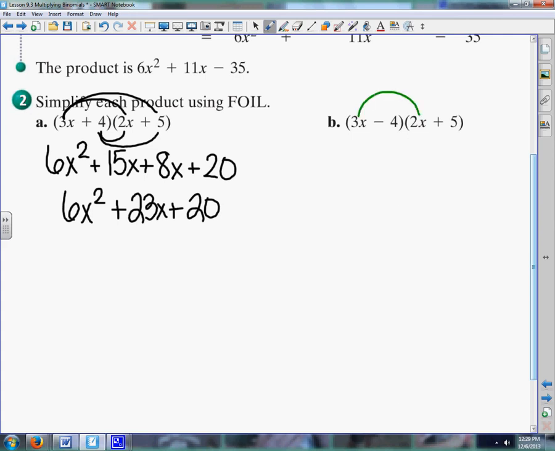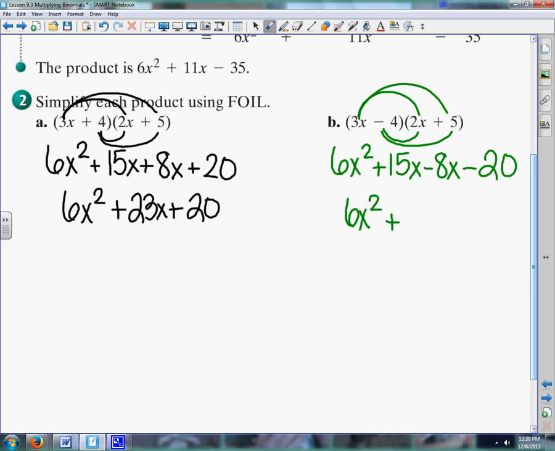All right, so you have 3x times 2x, which is 6x squared. 3x times 5 is 15x. Negative 4 times 2x is minus 8x. And negative 4 times 5 is negative 20. You have to start thinking of that as a negative 4, because when you distribute it, that negative sign has to be with it. So then you get 6x squared plus 7x minus 20. A completely different answer than the first one because I had a negative sign.